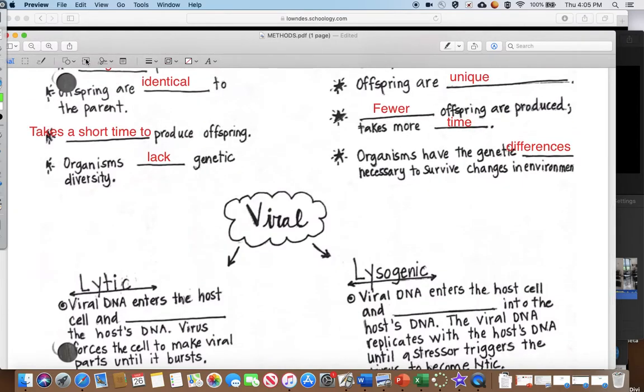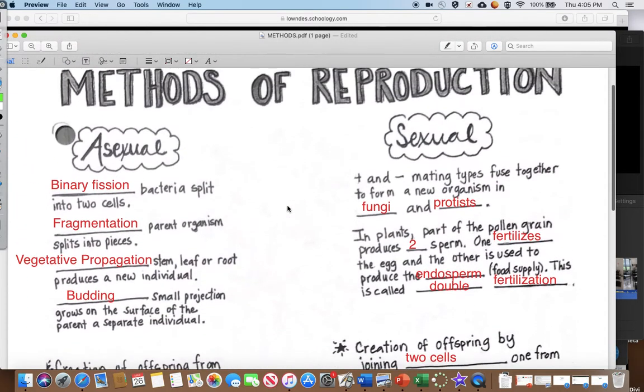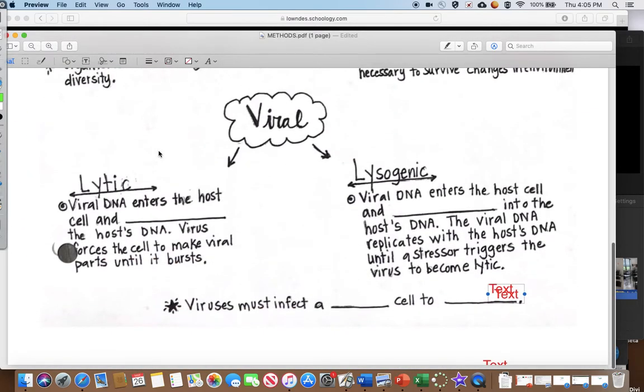So when we look at, where did my text boxes go? Okay, here we go. So the 2 types are lytic and lysogenic. Okay, so lytic, if you look at that word, it's a short word. And so to me, that makes me remember that this is going to happen a little bit quicker. Viral DNA enters the host cell and takes over the host DNA. And the virus forces the cell to make viral parts until it bursts open. Okay, so that's lytic. Lysogenic, that's a longer word. I think it takes a longer time to see the results of it.